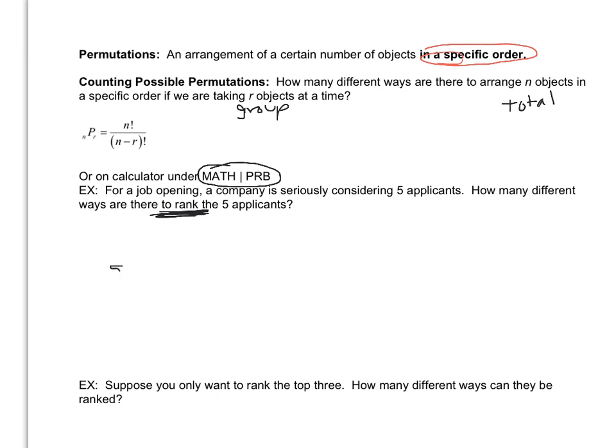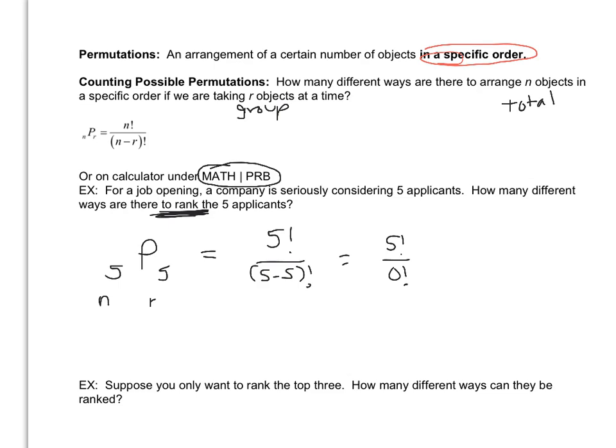So we have 5 total applicants, and we want to arrange all 5 in a specific order. So that's 5P5. This is my n, this is my r. If I plug it in, I get 5 factorial over 5 minus 5 factorial, n minus r. So that's 5 factorial over 0 factorial.